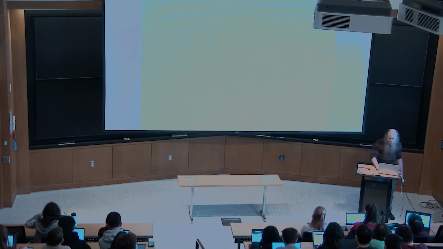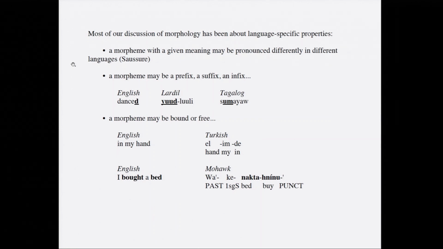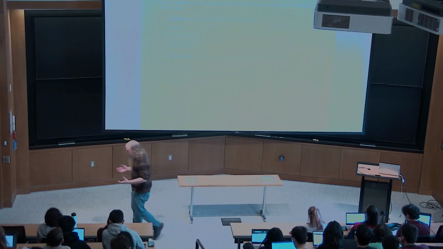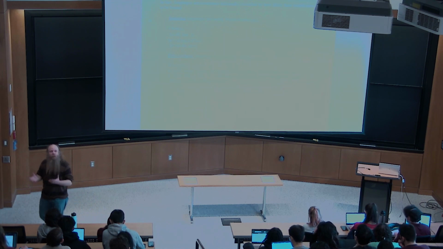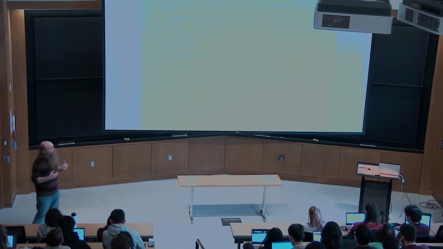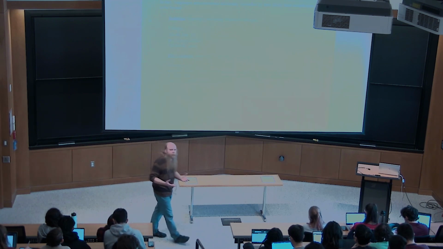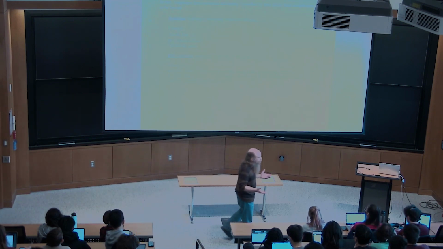Okay, so languages can vary with respect to how their morphemes are pronounced, whether they're prefixes or suffixes or other things, and whether they are bound or free. Languages are sometimes informally classified by how likely their morphemes are to be bound. When I say that they're informally classified in this way, what I mean is it's probably hopeless to try to tightly define what this means. But this is a quick and dirty classification that you will hear people use.